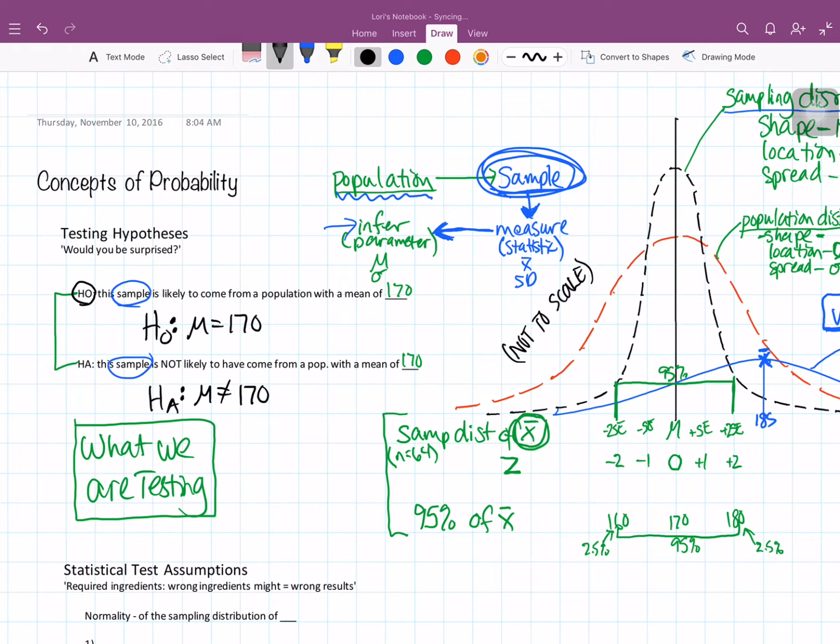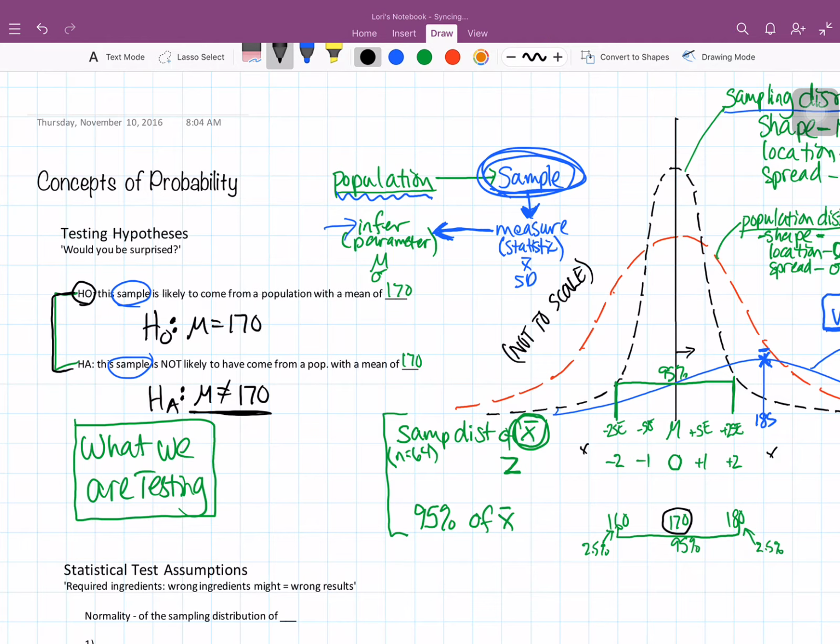So what I've done here is called a two-tailed test, where I'm going to test whether the average is equal to 170 or if it's not. And if it's not, in this particular case, that means it could be higher or it could be lower. So it's actually the absolute value of the amount that's away from this middle point of 170.